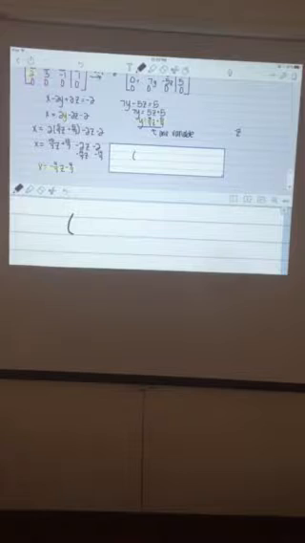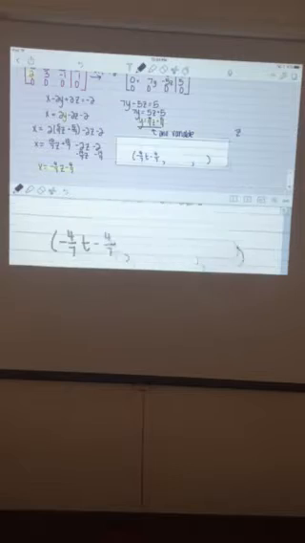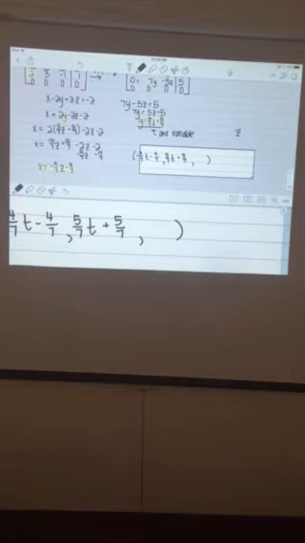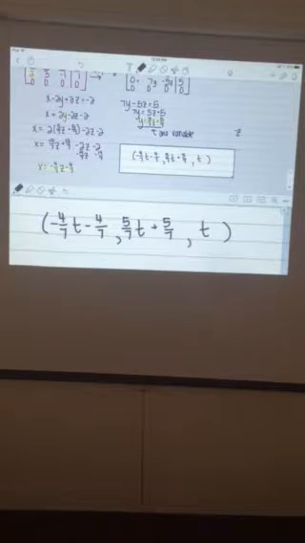So I'm writing an ordered triplet, x, y, and z. Instead of x, though, I'm going to write -4/7 t minus 4/7. It doesn't have to be t. You could technically leave it z, it would still be equivalent, but we're just going to be consistent with our textbook and use the variable t every time. Then y, on the other hand, would be 5/7 t plus 5/7, and then z is just going to be t because I replaced all of the z's with t, so z is t.